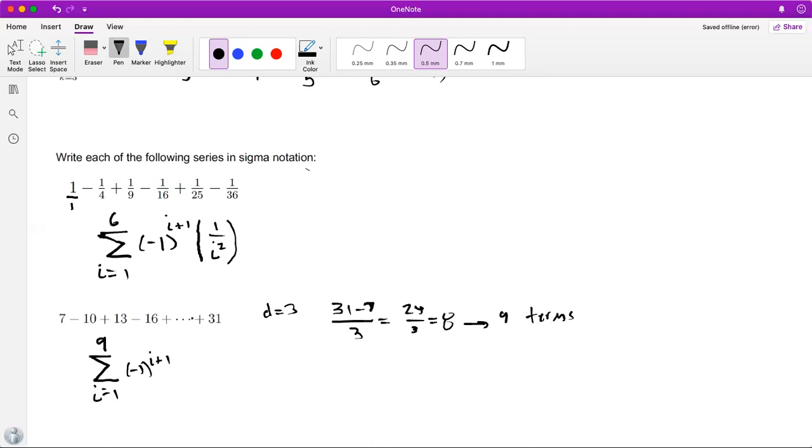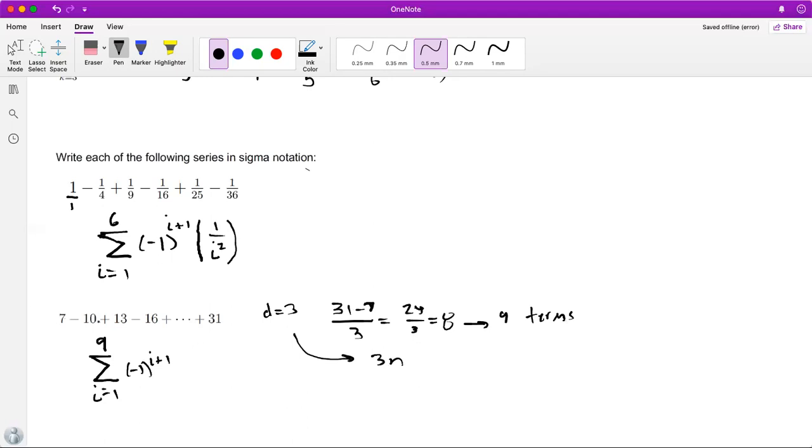Because the first term and the last term, you miss one of those when you see just this 8. And then you got to write an expression for the term. Since the common difference is 3, that tells me I should have a 3n in there. And then I just got to get to 7 from there.